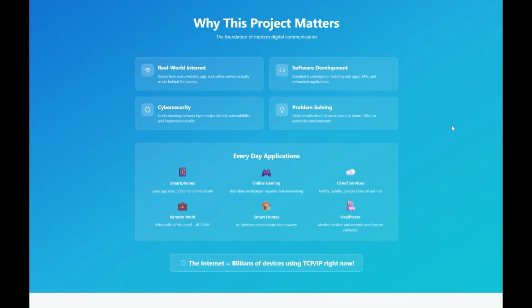So here are everyday applications, like the smartphone. Every app uses TCP/IP to communicate. Online games and real-time multiplayer require fast networking. Like when we are playing PUBG, it is also using the TCP/IP protocol.